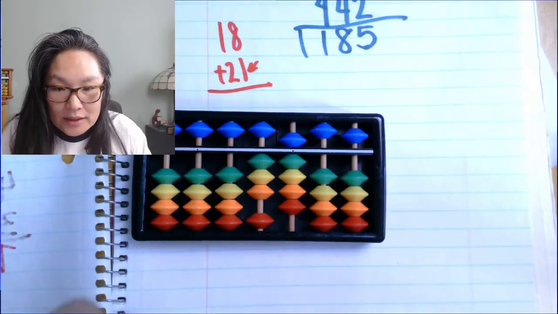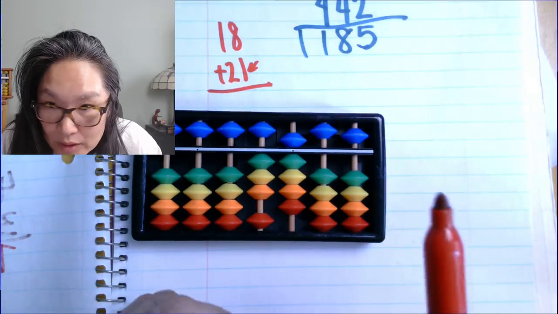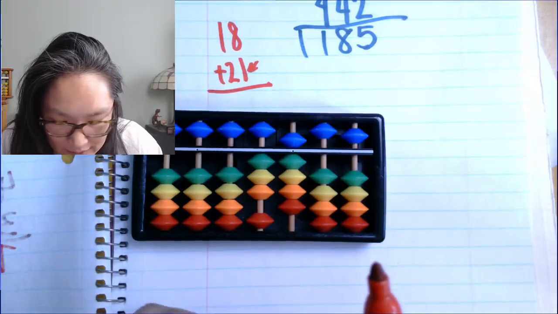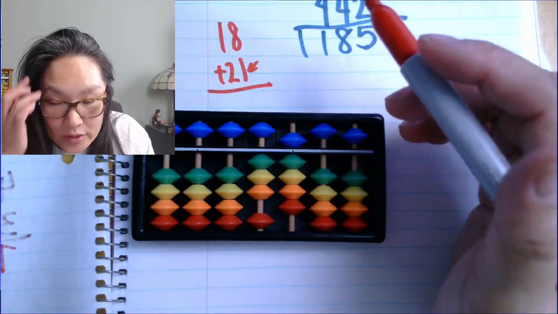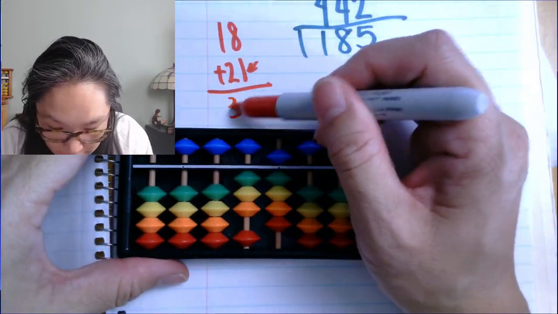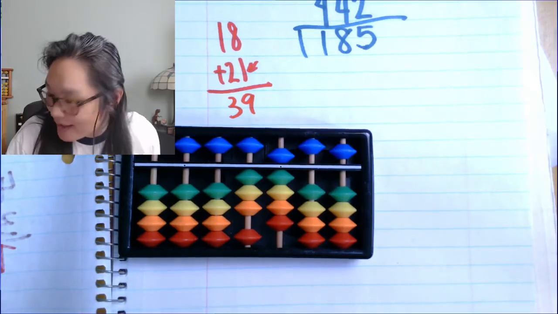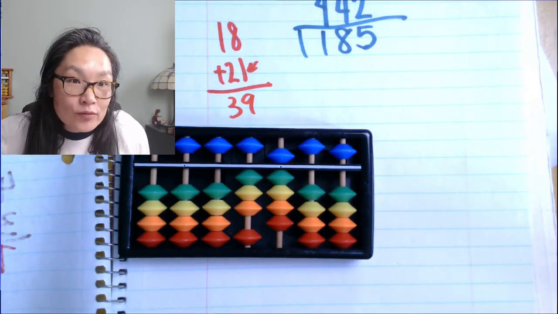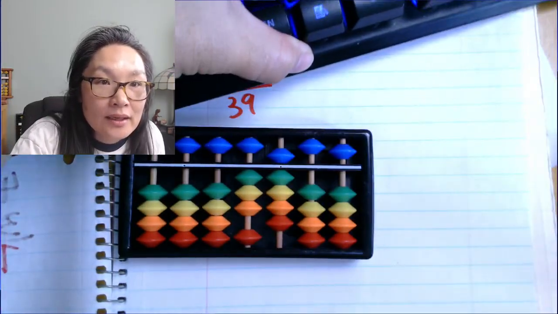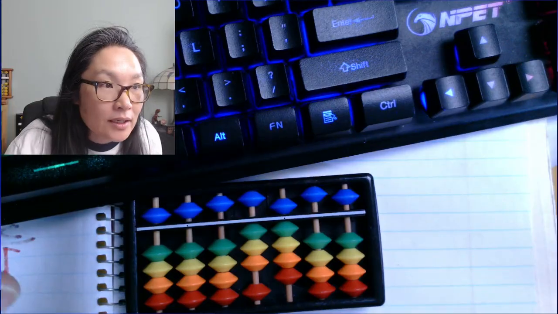Thank you, Alma. I want an abacus and an abacus workbook. Yeah, I'm in the process of... Oh, you know what? Let's do it. 39. Yes, exactly. So it's 39. So let's do some more bead recognition. This is fantastic. Let me get it ready.